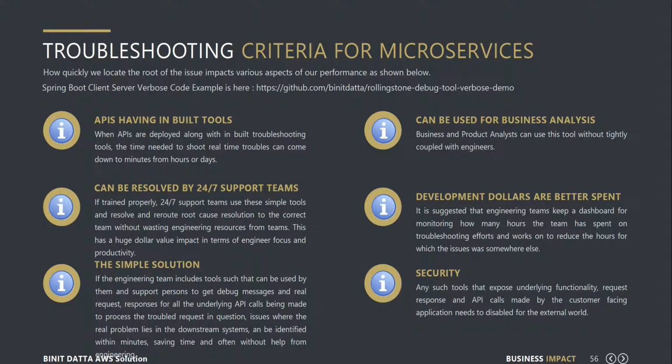Security. Any such tools that expose underlying functionality, request response and API calls made by the customer facing application need to be disabled for the external world. This can be done in the CDN layer: anybody calling the API with that additional verbose parameter needs to be stopped at the CDN layer. This cannot be entertained. This is for internal resources. This is not for the public. Let's move on.